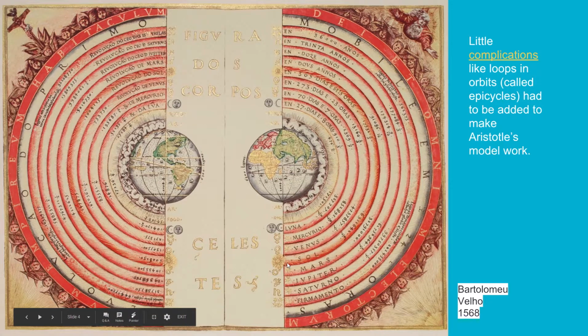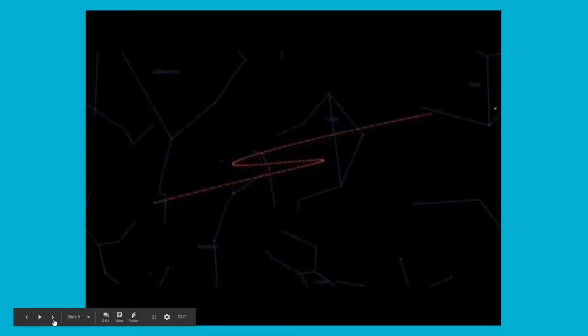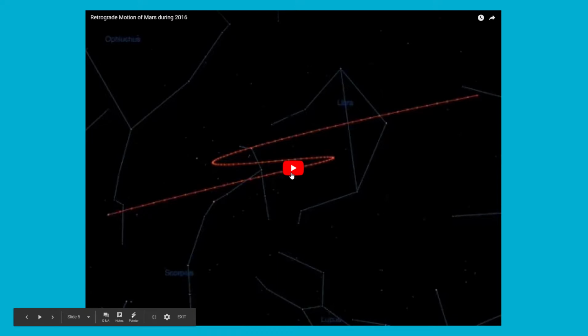Now, Ptolemy noticed that some of the planets seemed to move forward and backward in the night sky. And so that was a little complication that he needed to provide an explanation for. We'll look at an example in a minute. So what he decided was that there must be these things called epicycles. There must be little loops that planets have to make while they're orbiting around the Earth to explain that forward and backward motion. So this is an example of what that forward and backward motion looks like for Mars.